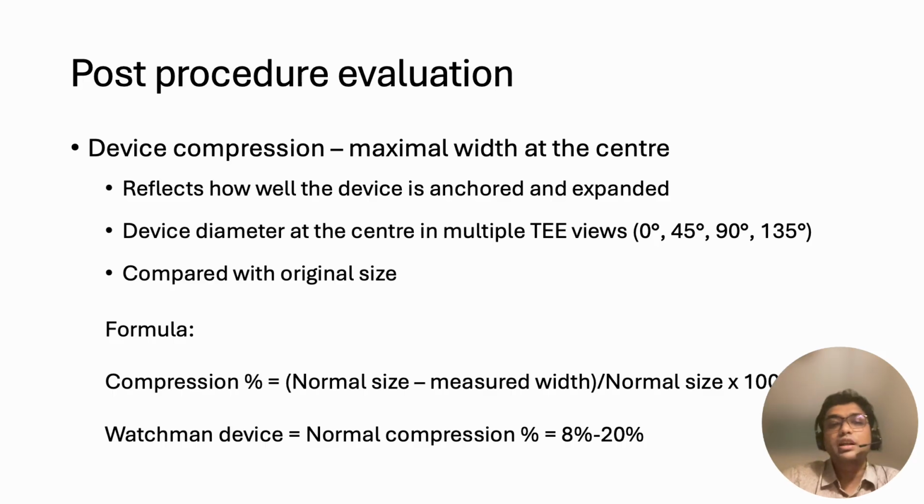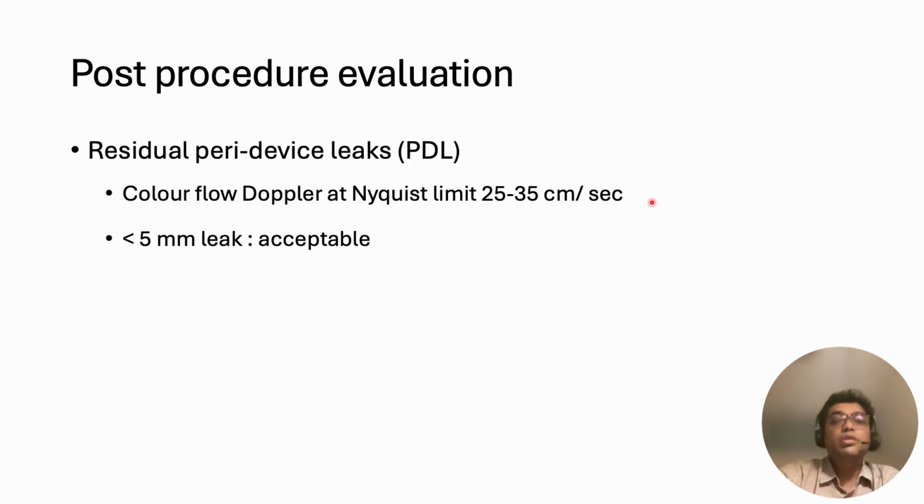If it is less than 8%, that means the device may get dislodged, or if it is more compressed, more than 20%, it may be compressing an adjacent structure, for example your LCx, causing lateral wall ischemia. For post-procedural evaluation, you have to check for peri-device leaks. Up to 5 millimeters of leak is acceptable, and you have to decrease your color flow Doppler Nyquist limit to 25 to 35 to look for any peri-device leak.